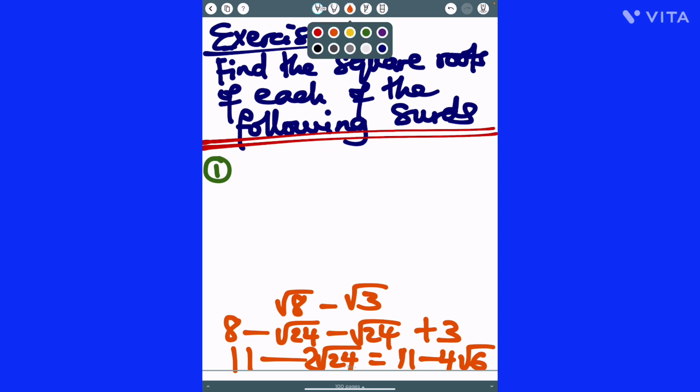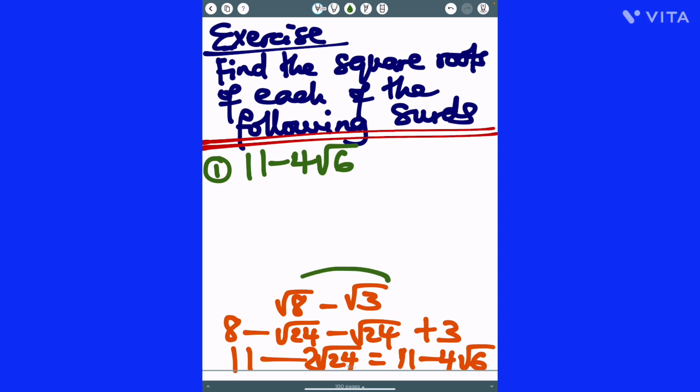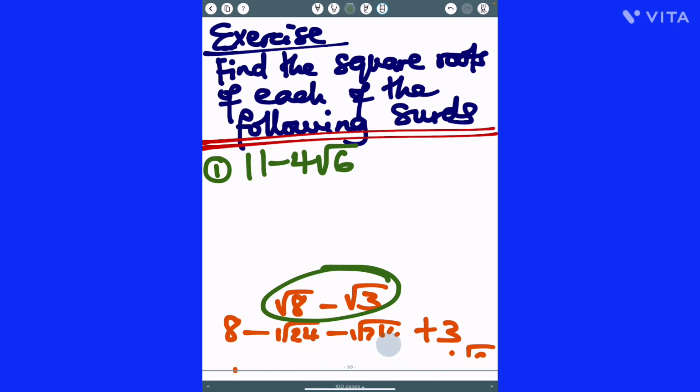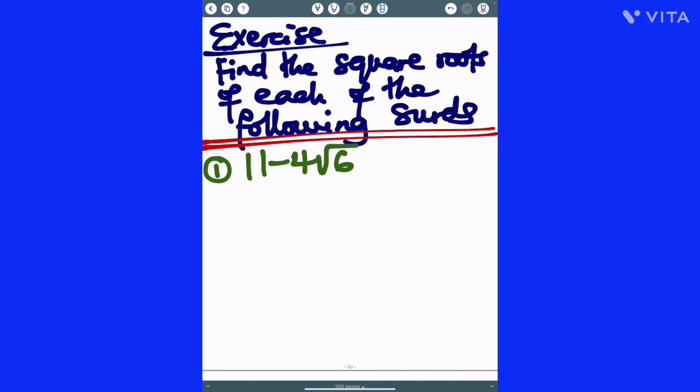So find the square root of 11 minus 4 root 6. I hope you get that. Your answer is going to be root 8 minus root 3 and root 3 minus root 8. That's what your answer should be. So I'm giving you the answers to the classwork already.